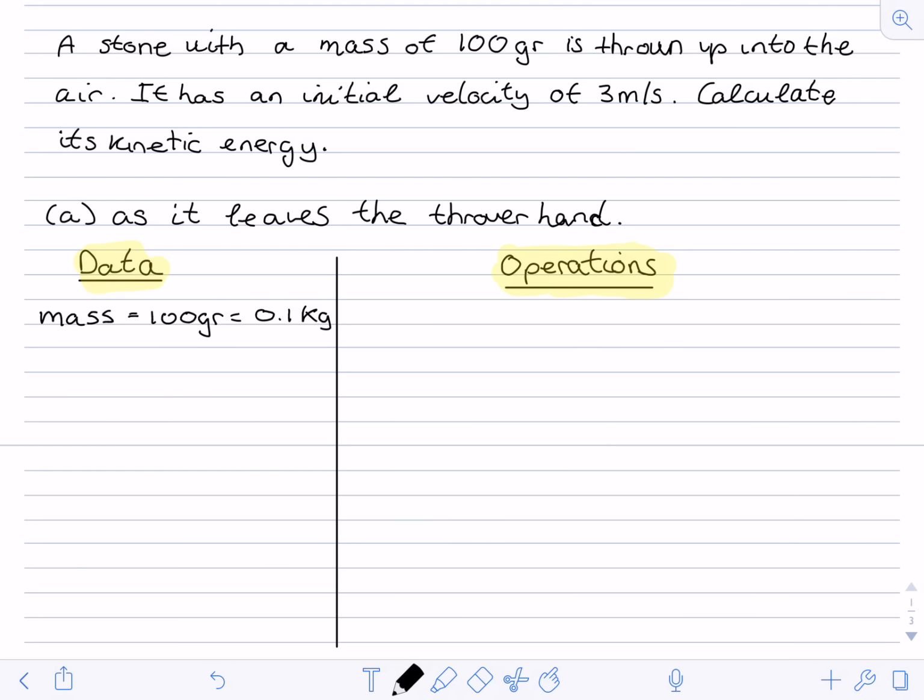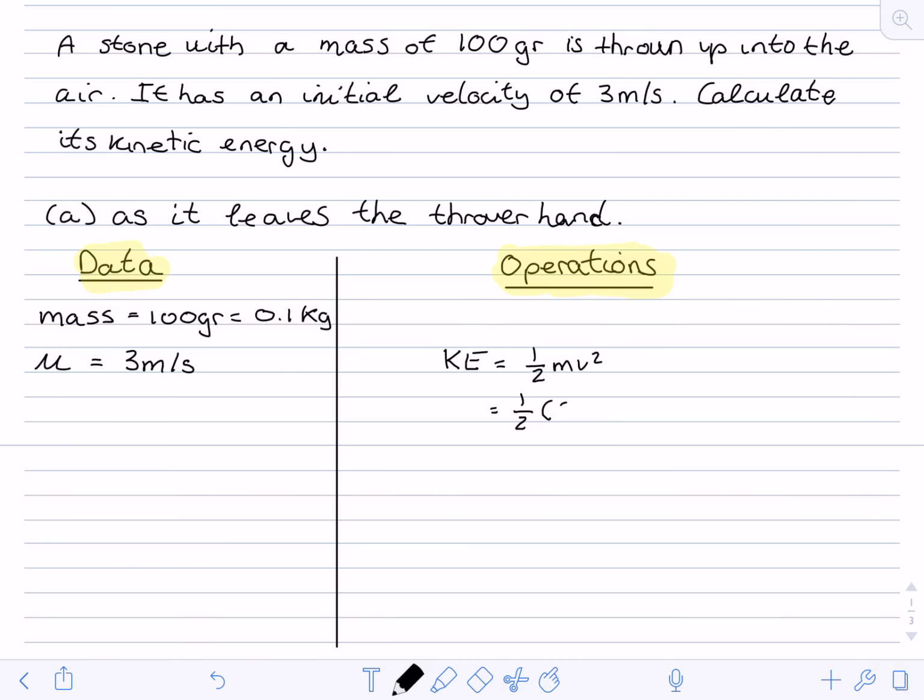What else are we given? Well, the problem says it has an initial velocity of 3 meters per second. So initial velocity, 3 meters per second. So now that we have this, we write down the kinetic energy formula. It's a half mv squared. So we write it down. It's a half. Mass. What's the mass?